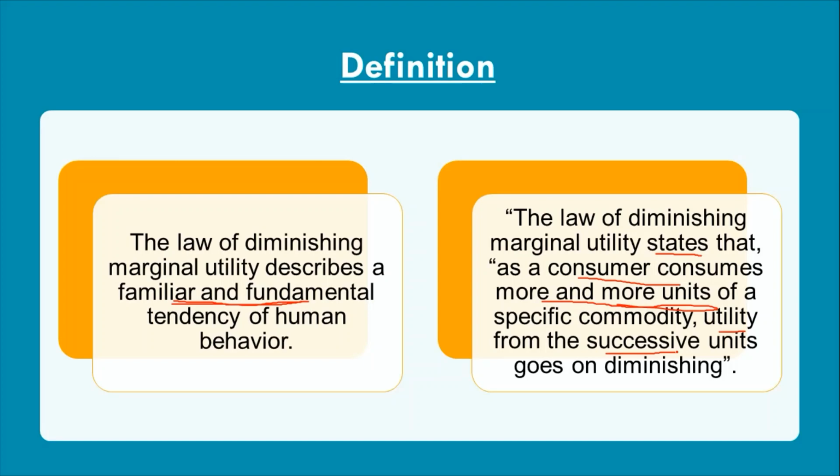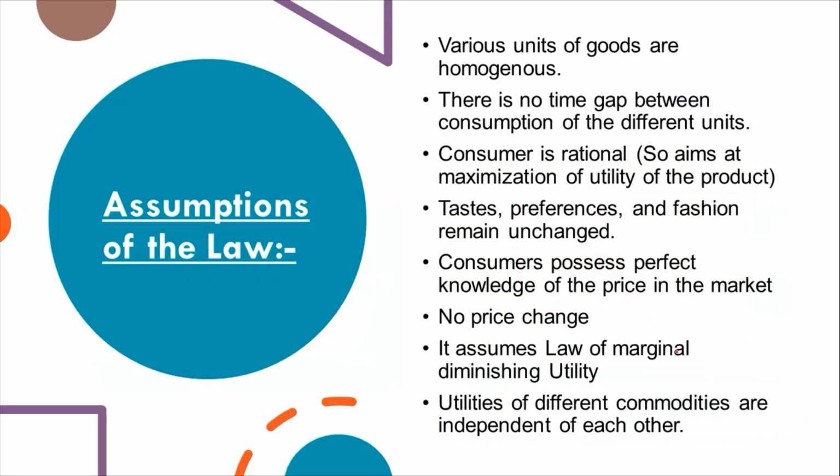So this law is all about the going down of the marginal utility that a consumer derives from the consumption of a particular commodity. We did see this with the help of a diagram as well as a table in our previous video. So if you haven't watched that, please go and have a look at it. So this is the definition that tells us what the law of diminishing marginal utility is.